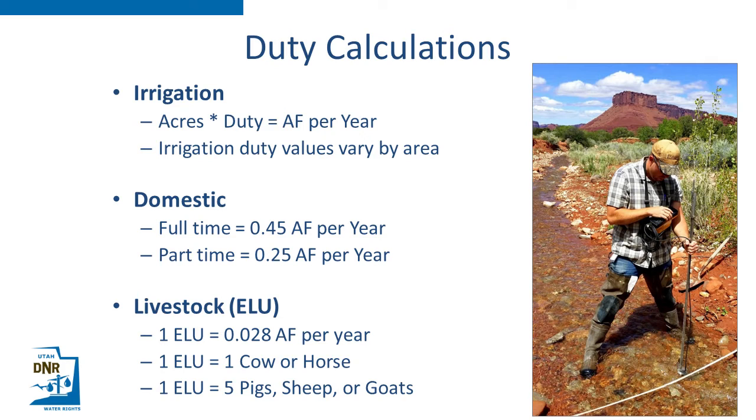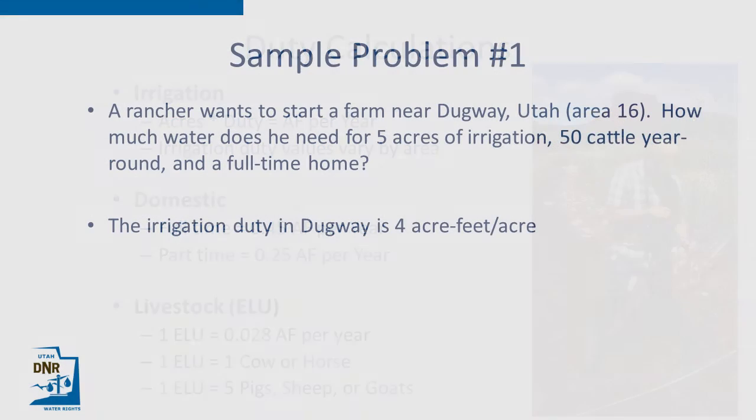Livestock, one equivalent livestock unit is 0.028 acre foot per year. An equivalent livestock unit would be 1 horse or a cow or large animal. We do prorate by the size of the animal, so 5 medium animals, which would be pigs, sheep, goats, etc., would equal 1 equivalent livestock unit. Likewise, it's 33 1/3 chickens to equal 1 equivalent livestock unit. Our website has a calculator that can be used to determine how many equivalent livestock units different livestock than these equate to. Now let's work through some examples.